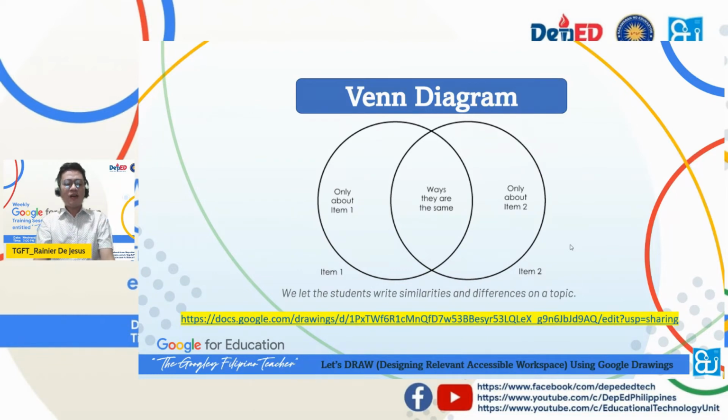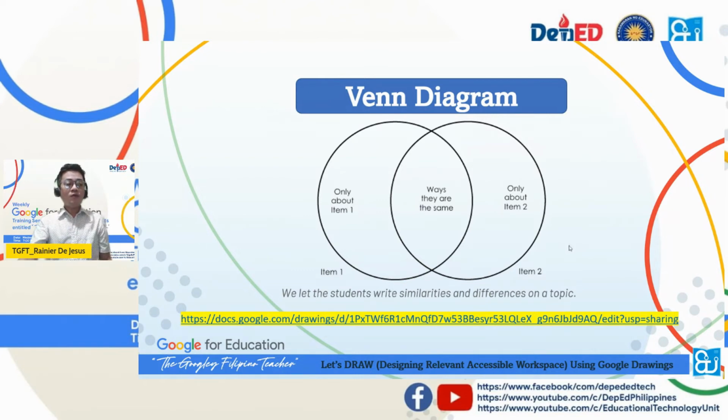Una, syempre, write down the topics being compared on the top of each circle. Next step, write down the differences or unique characteristics inside its own sector, avoiding the overlapping area. And step 3, list the similarities in the common area.